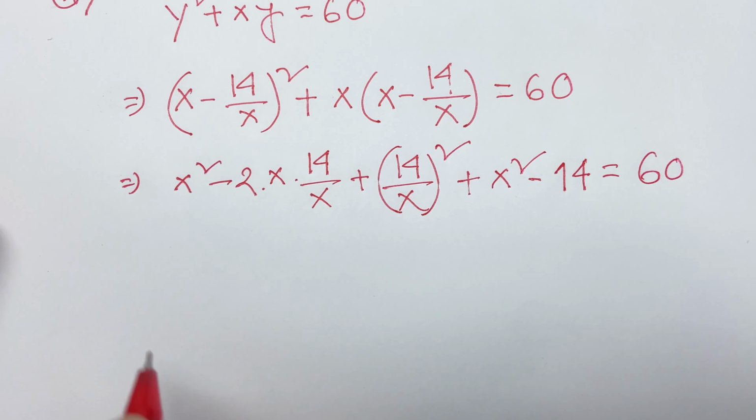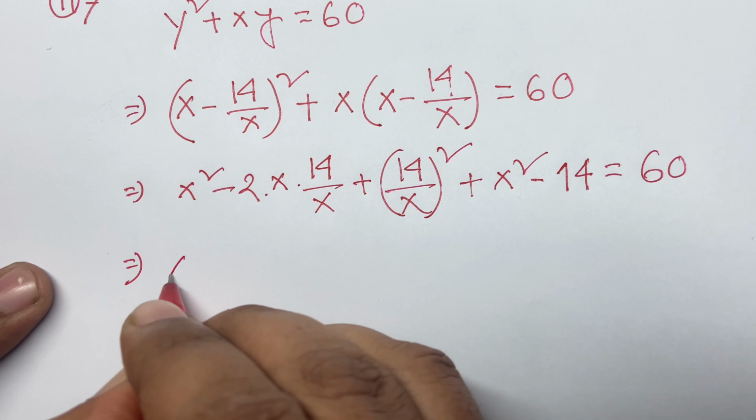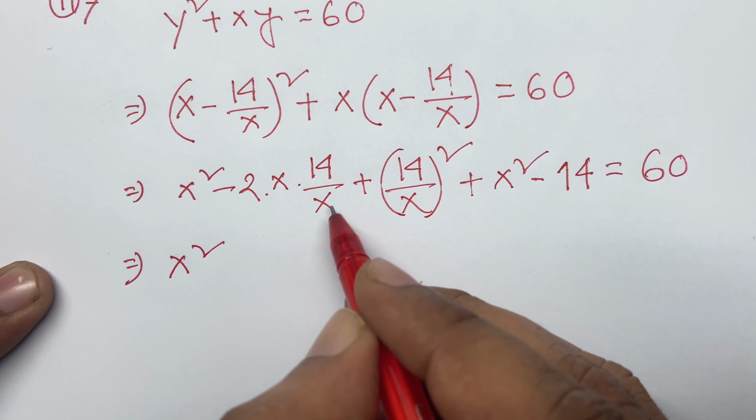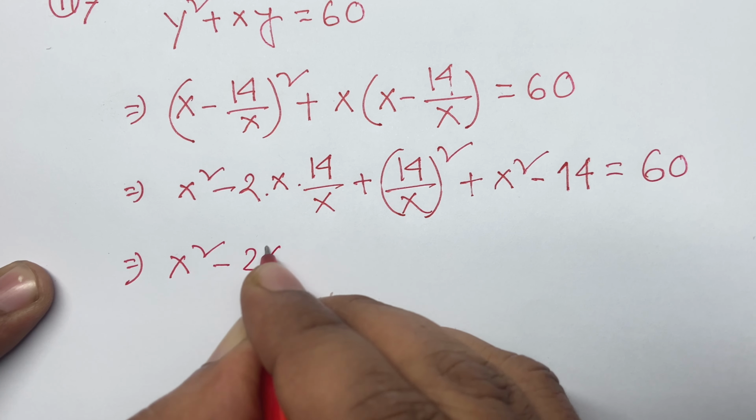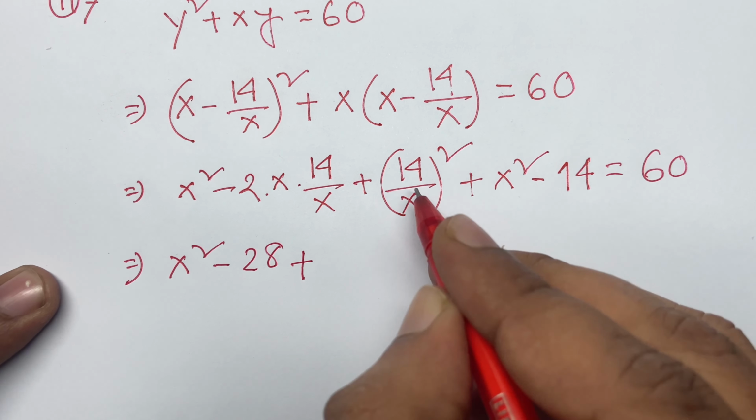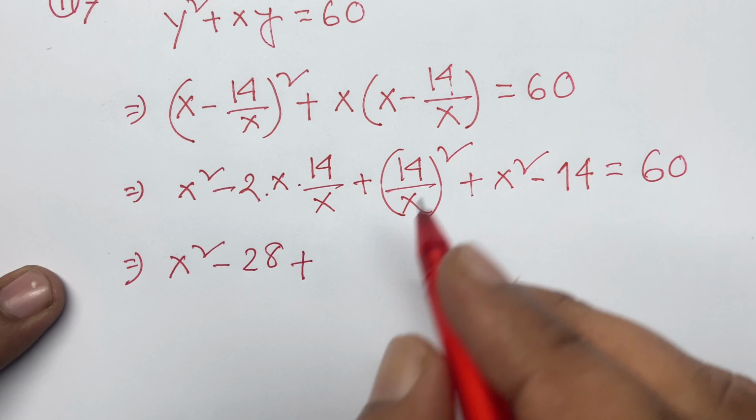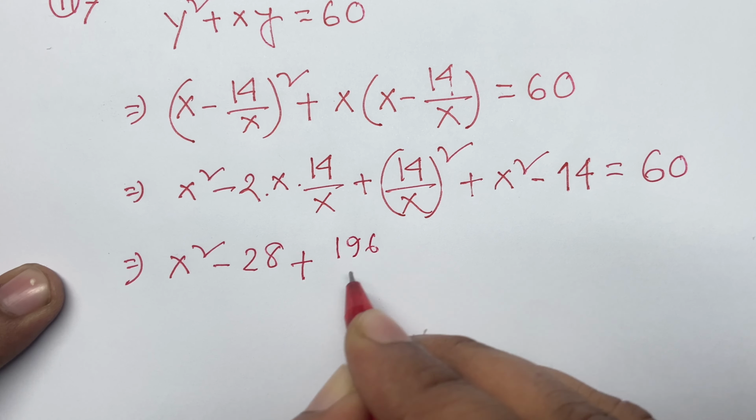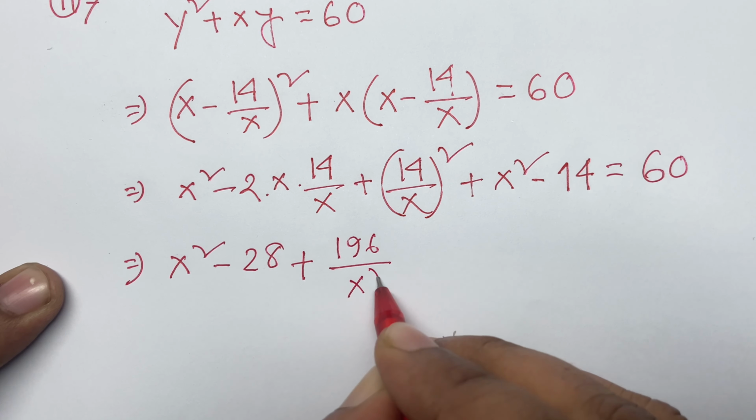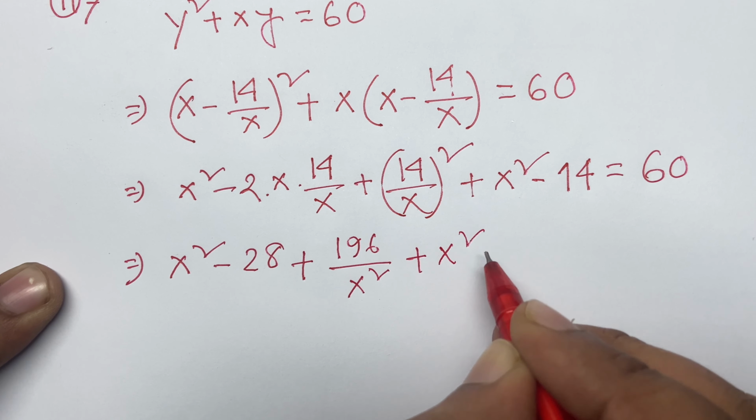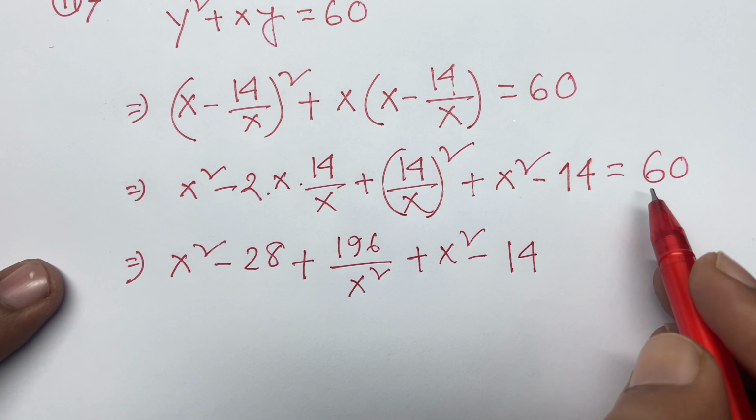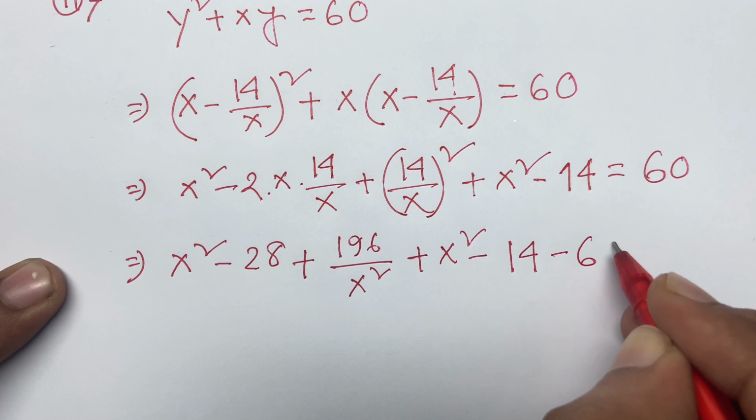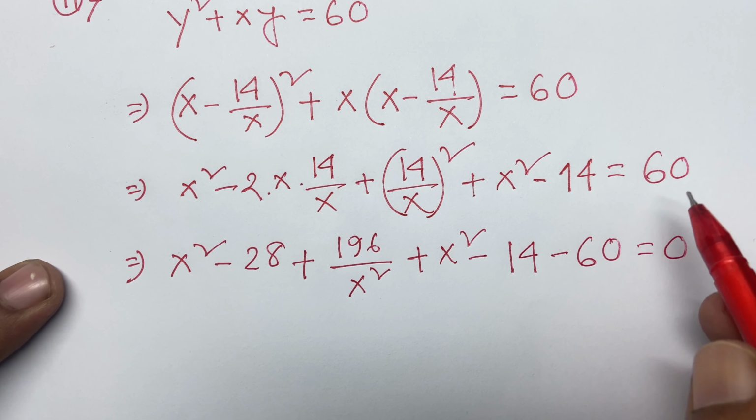Now here is x square. Here x is cancelled. This time I can say 2 times 14 is equal to minus 28. Here is 14 square. We know that 14 square equal to 196 over x square, plus x square minus 14. I just change the place. So here is plus 16, and minus 60 equal to 0.